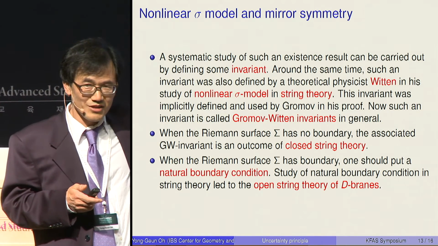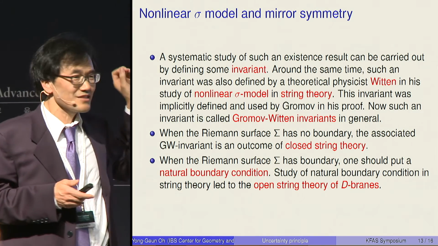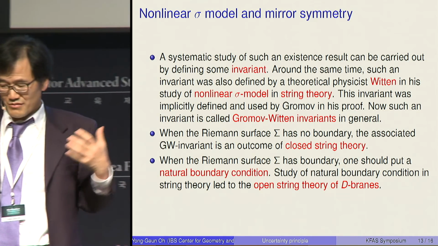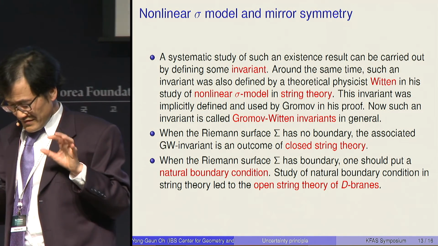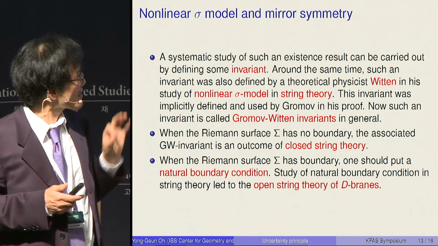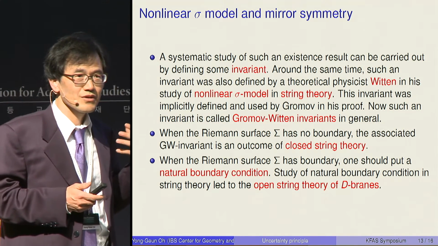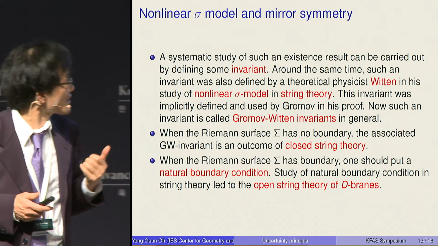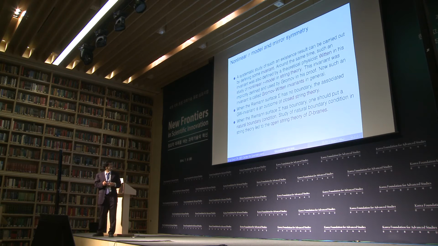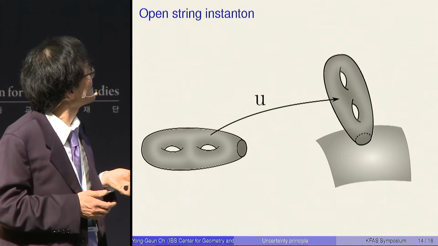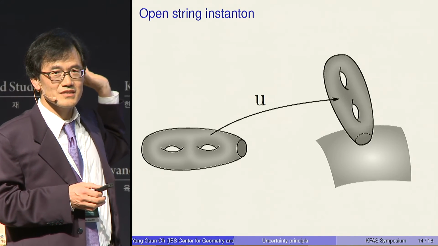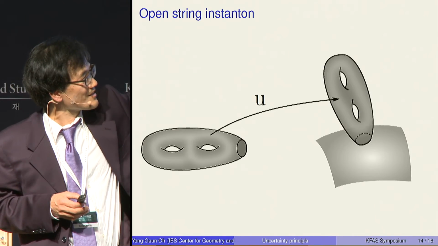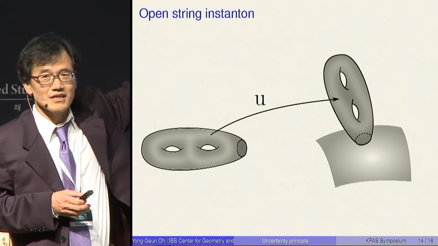And when the Riemann surface, sigma, the compact surface I mentioned, has no boundary, the Gromov-Witten invariant they associate is some kind of outcome of so-called closed string theories. However, when the Riemann surface, sigma, has boundaries, it is always very important, in both physics and mathematics, to find the correct natural boundary conditions for the equation of motion to behave nicely. In fact, the study of such natural boundary conditions in string theory led to the so-called open string theory of D-branes. This is a very simplistic picture: you look at this compact surface with boundary, and then you send this surface as a probe into the space with some branes floating around, and you want to understand the whole totality of such objects.